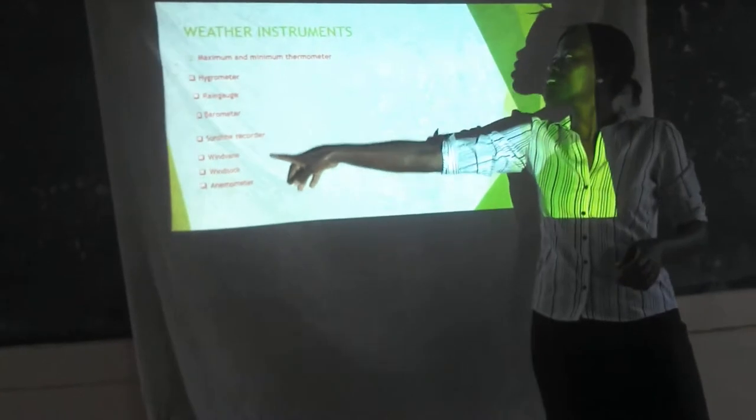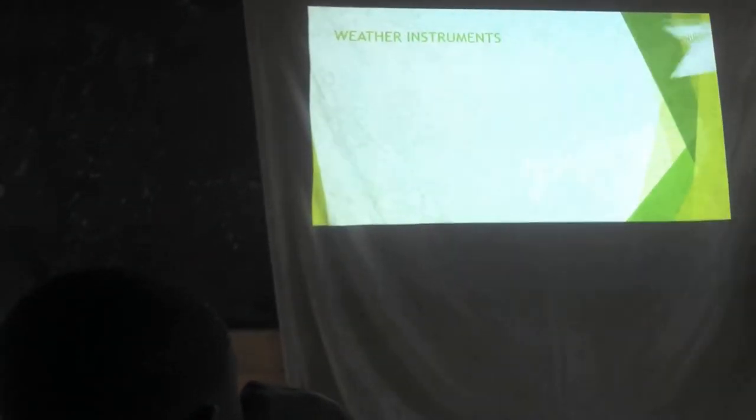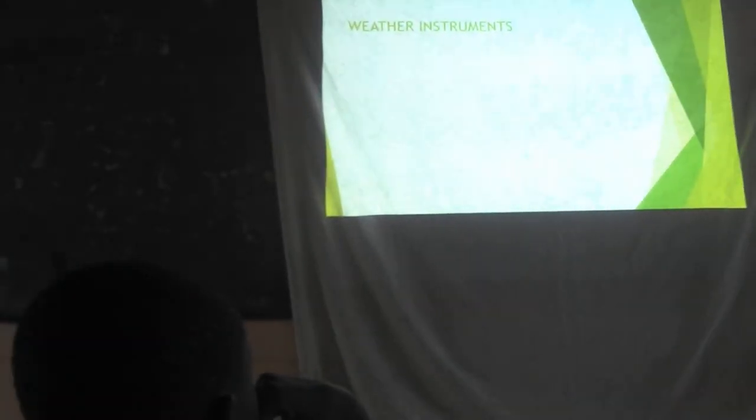So which element do you think the anemometer measures? Very good. Yes, Elisha. The anemometer measures the speed of wind. Now, we have talked about these weather instruments. They measure the weather elements that you mentioned. Let us see what we have next. The next one will come on our screen. We are going to have the drawings of the weather instruments. We shall also see if the functions you have given me are the correct ones.